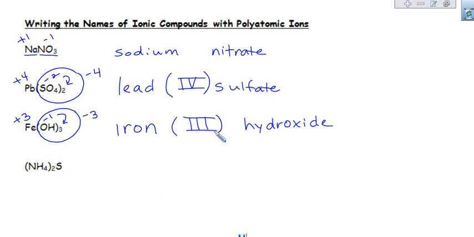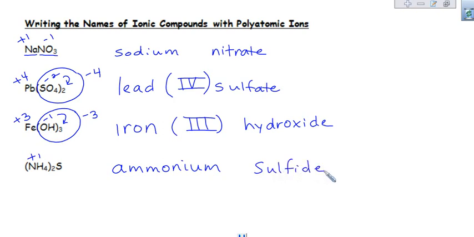So a lot of the same rules apply. We still use the Roman numerals for transition metals, tin and lead. And to figure out the Roman numeral, we just balance the total negative charge with the total positive charge. And the last one, that NH4 group, again, that's the one that people forget a lot. It's ammonium. You do not need a Roman numeral. It's always plus 1.